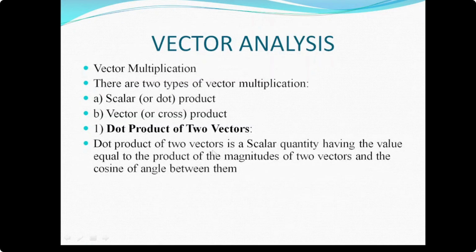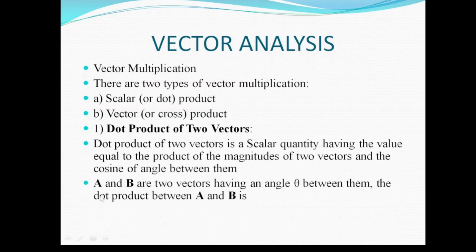The dot product of two vectors is a scalar quantity having a value equal to the product of the magnitudes of the two vectors and the cosine of the angle between them. If A and B are two vectors having an angle theta between them, the dot product A dot B is equal to mod A mod B cos theta.